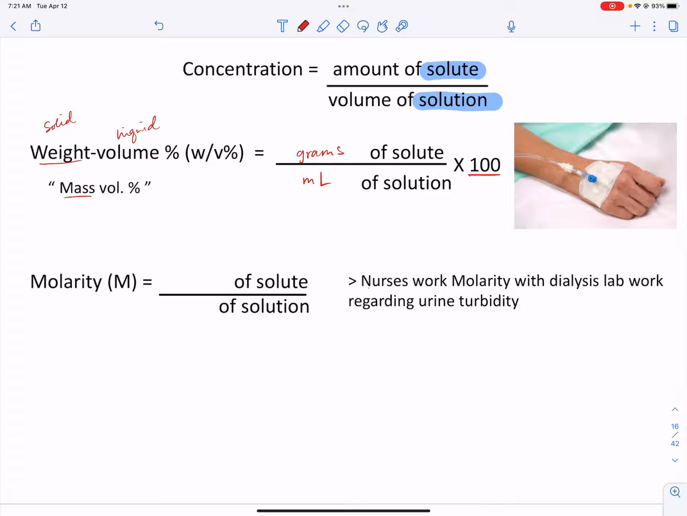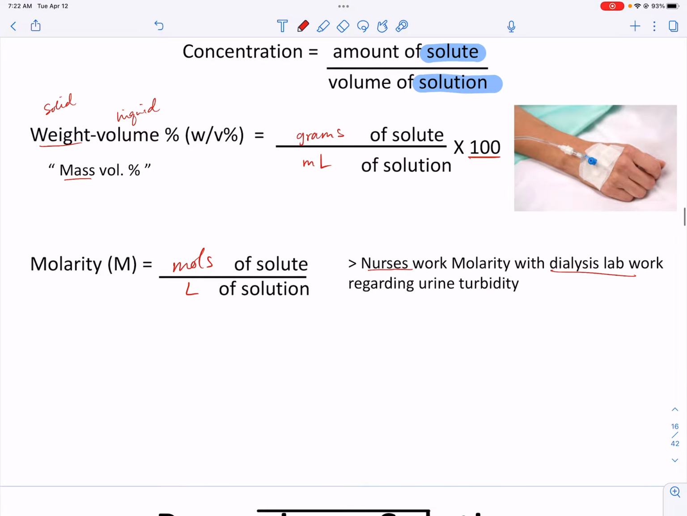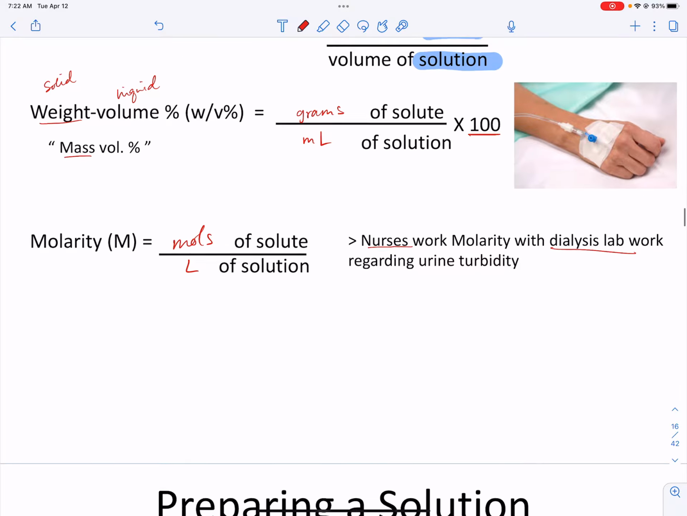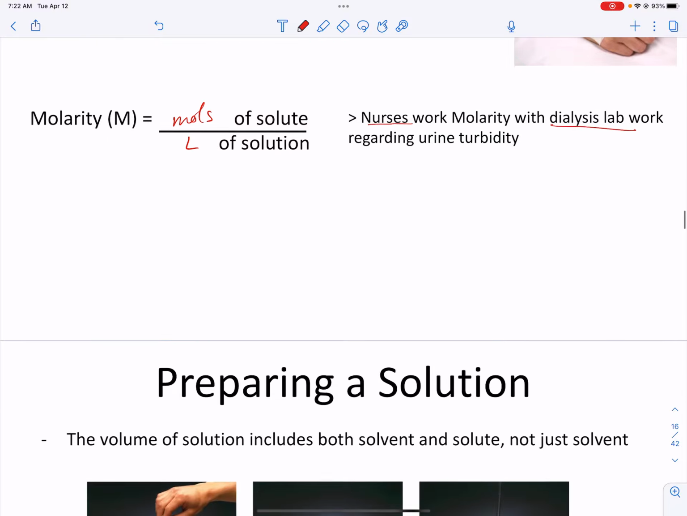And then this note down here, nurses work with molarity, which is the next concentration we're going to talk about, specifically dialysis lab work. Okay, so you will run into units of molarity if you're working in a hospital for sure. And this is just one example. So molarity, you can abbreviate molarity with a capital M, but it is moles of solute per liter of solution. And you guys are familiar with what a mole is, and obviously a liter. So just know that these 2 equations have different units, and let's do some practice problems with these.